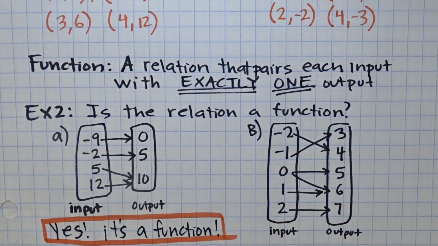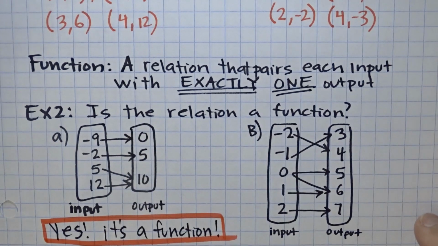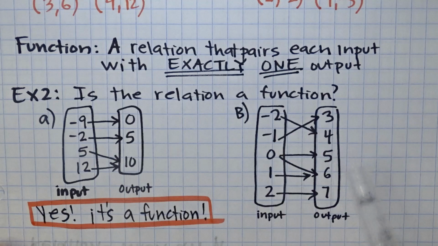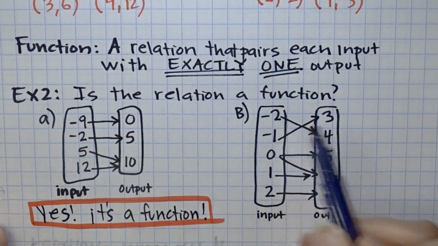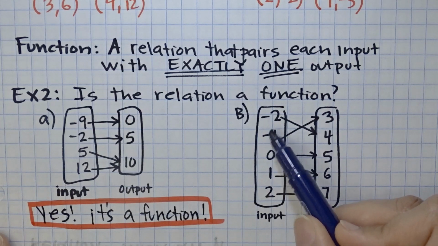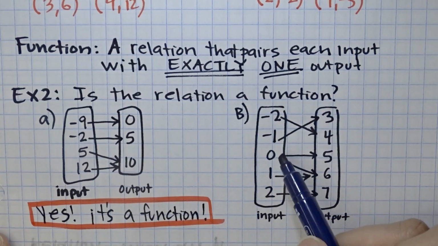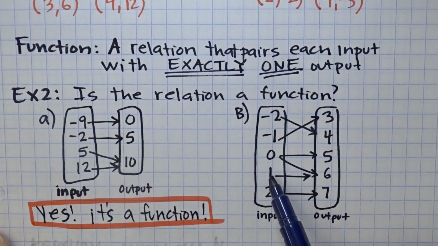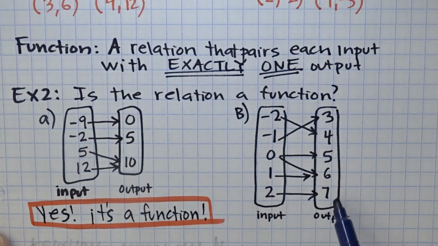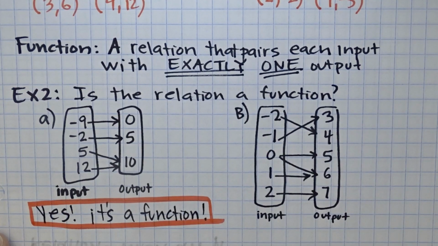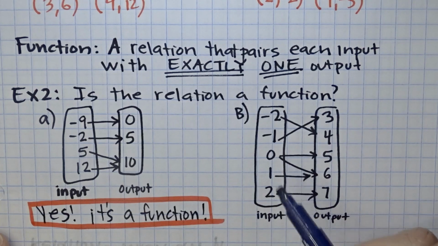Now the next one. Does each input have exactly one output? -2 is only paired with 4. This input, -1, only has 3. This 0 is paired with 5, and this 0 is also paired with 6. 1 is paired with 6, 2 is paired with 7. So do any of these inputs have more than one output? And the answer is yes.